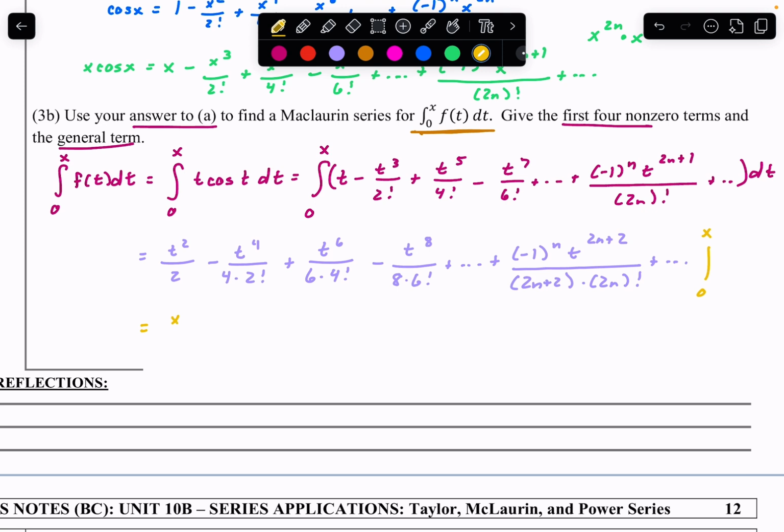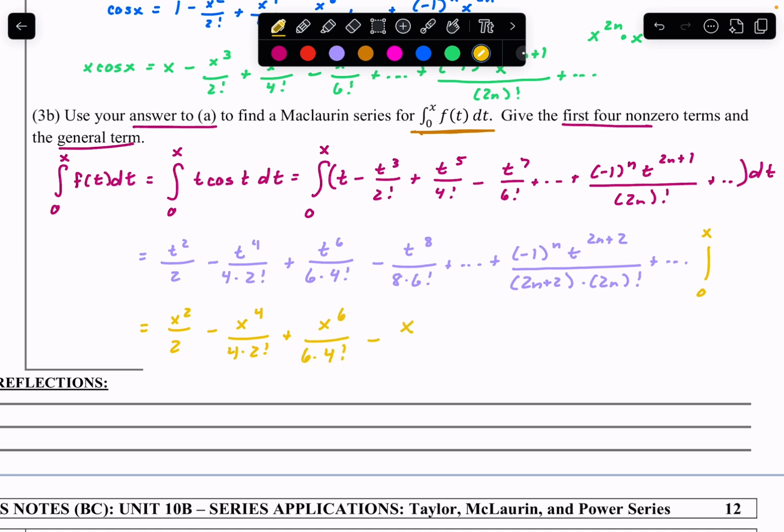So now my answer is x squared over 2. Can I reduce this to 8? Sure. Do I need to? Nope. I could do 6 times 24, but I don't need to. It's not necessary. So I'm going to leave this in this pattern because that's how I write the general term anyway. So that way I can see the pattern a little more clearly.